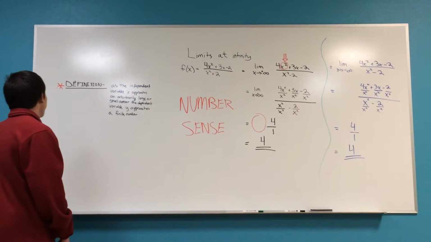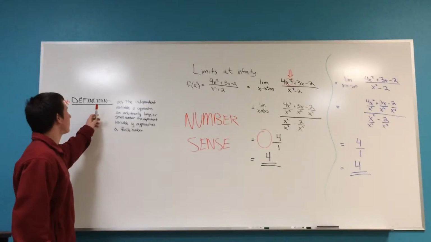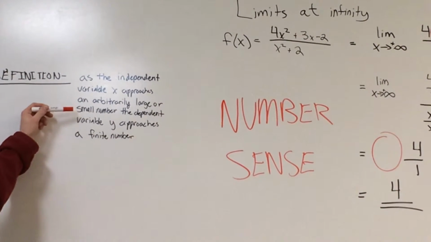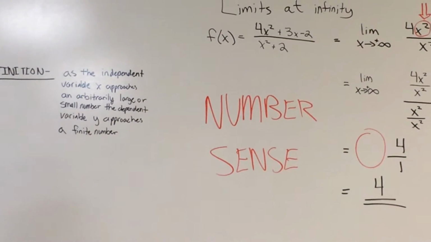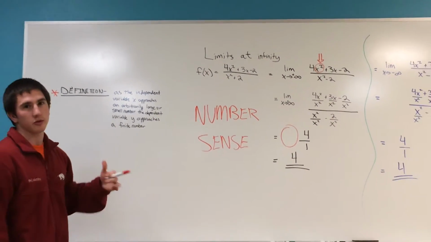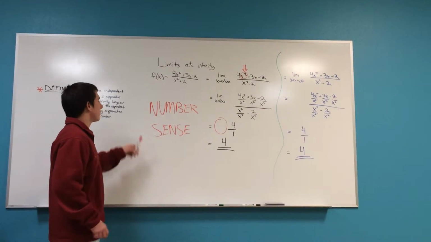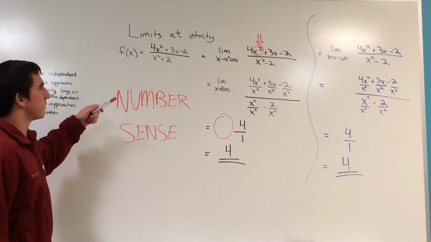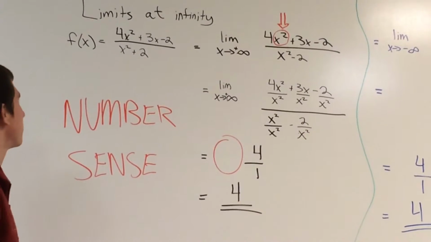Oh, all right. Well, the definition of limits at infinity is as the independent variable x approaches an arbitrarily large or small number, the dependent variable y approaches a finite number. So basically, as x approaches infinity, y will approach some finite number. So in the midst of all this, you want to keep in mind number sense. You want to make sure that when you plug in infinity, it makes sense. I guess that's what that means.